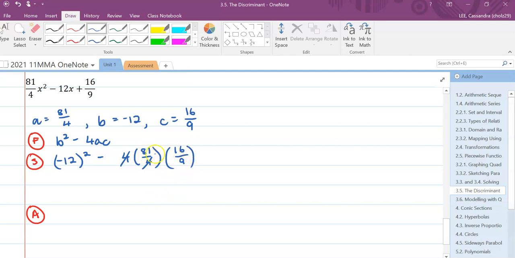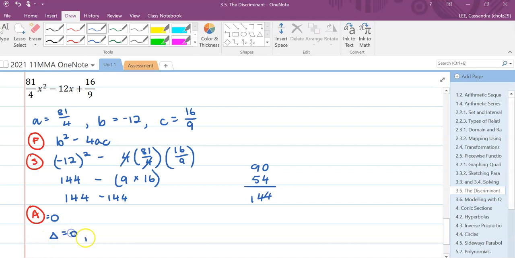And we could probably simplify this a little bit easily as well, because 81 over 9 is going to simplify to 9. So this is going to be the same as 144 minus 9 times 16. Now, 9 times 6 is 54. 9 times 10 is 90. So in total, we're going to have 144 on this side here. So 144 take away 144 is going to be 0. So our discriminant has a value of 0.